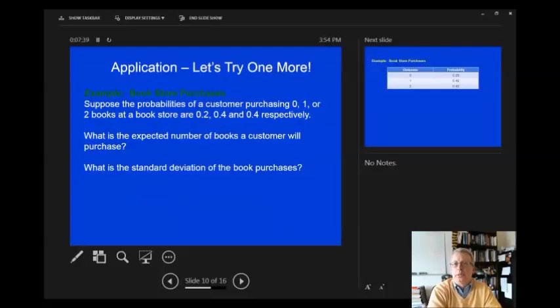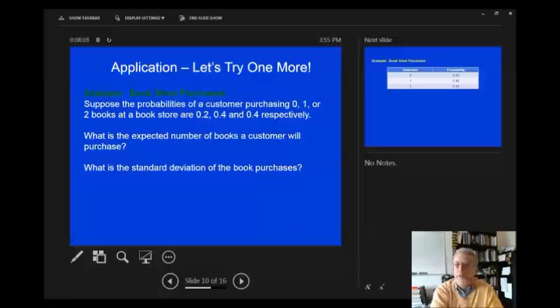All right, let's try a different example. Bookstore purchases. This coincides with problem 3, I believe, at the back of this chapter in your book. But let's just go through this one once. We've got a little different situation. Suppose the probabilities of a customer buying a book in my store. They might buy 0 books, 1 book, or 2 books. Those are discrete outcomes, right? They can't buy 1.3 books, 2.1 books. They'll buy 0, 1, or 2. The probabilities associated with that are 20%, 40%, and 40%.